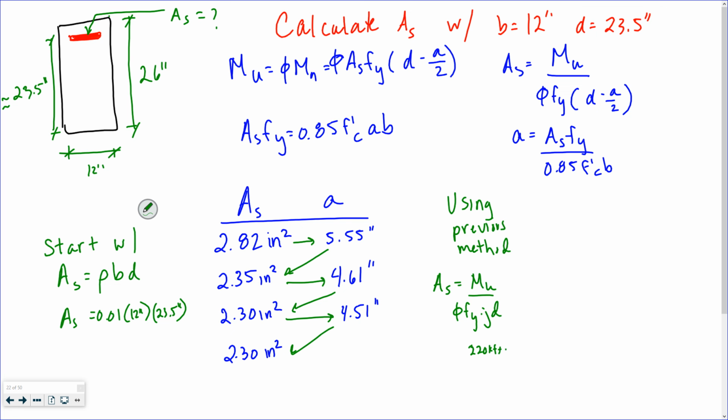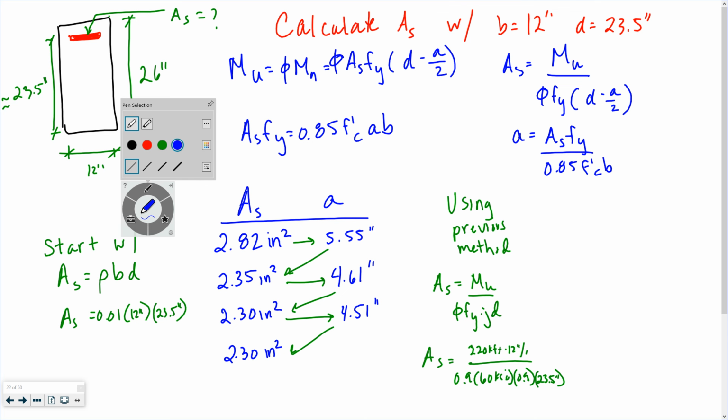220 kip feet, 12 inches per foot, 60 KSI, 0.9 times 23.5 inches. That gives me 220 times 12 divided by 0.9 times 60 times 0.9 times 23.5, 2.31. So that starts me off on a better estimate. So you could do either one, right? 2.31 inches squared.